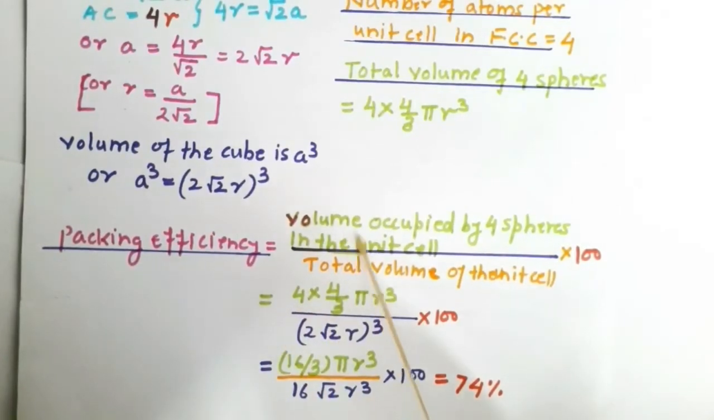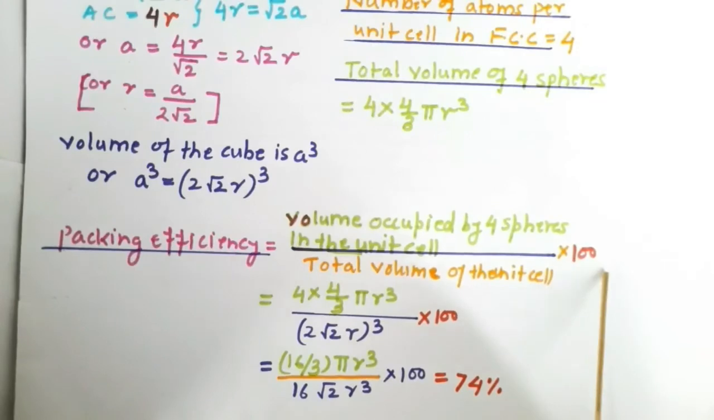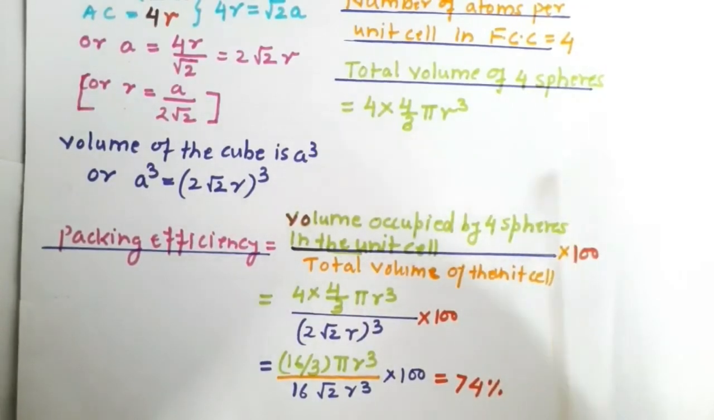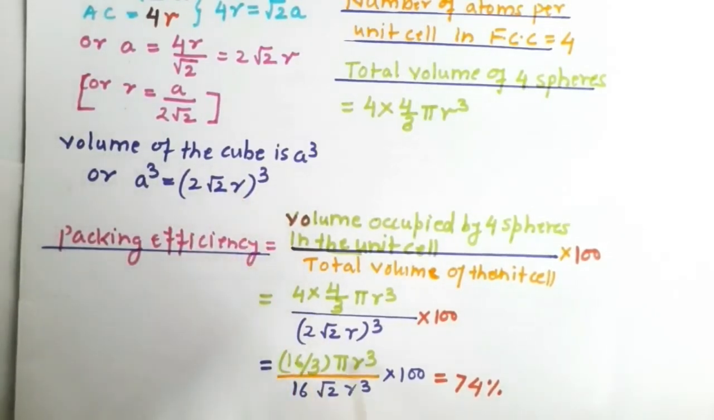Packing efficiency is calculated as volume occupied by the 4 spheres per unit cell divided by the total volume of the unit cell multiplied by 100. So total volume occupied by the 4 spheres is equal to 4 into 4 by 3 pi r cube, divided by the volume occupied by the cube, that is equal to 2 root 2 r whole cube. 4 multiplied by 4 will give you 16 by 3 pi r cube, and 2 root 2 r whole cube is equal to 16 root 2 r cube.